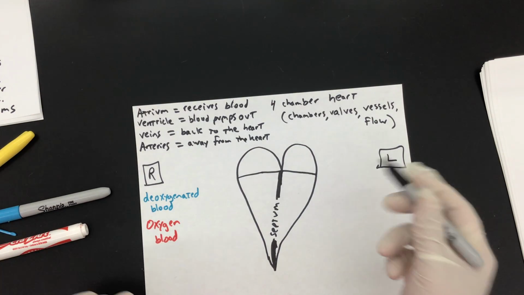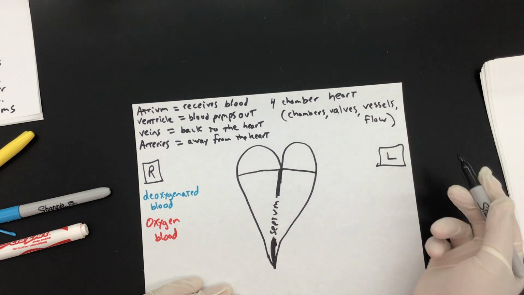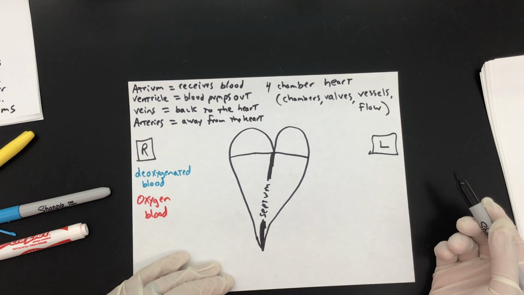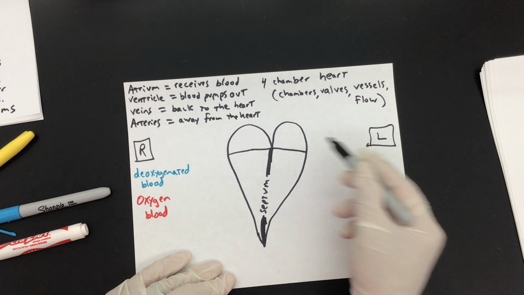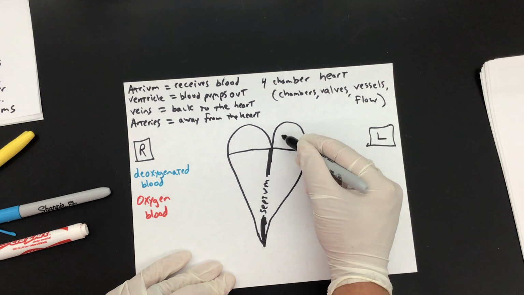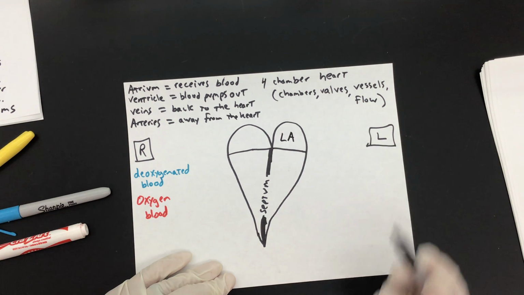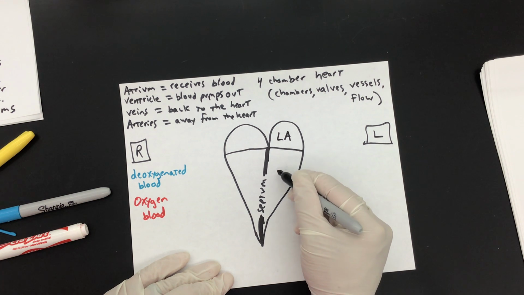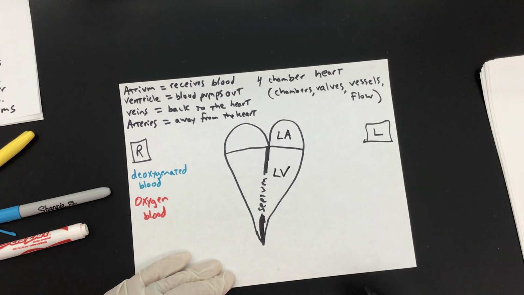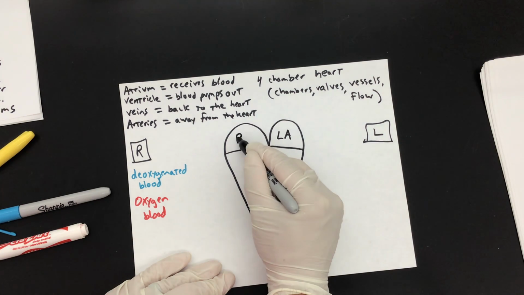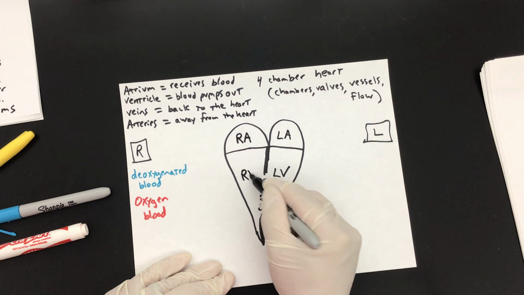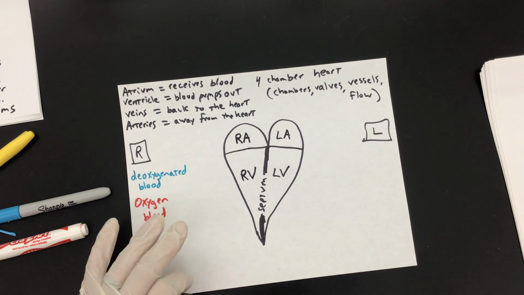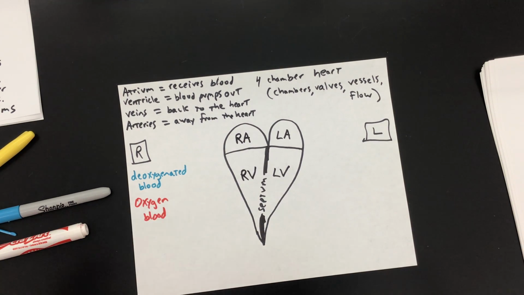Actually, before we even do that, let's label our chambers. And I'm just going to make this simple and easy to fit, so I'm going to abbreviate. This is the left side of the heart. This is an atrium, so I'm going to put LA for left atrium. This is the left side of the heart, and this is the ventricle, so I'm going to put LV for left ventricle. I'm going to do the same for the right side of the heart. I'm going to label my right atrium, and I'm going to label my right ventricle. Okay? So we have our chambers.